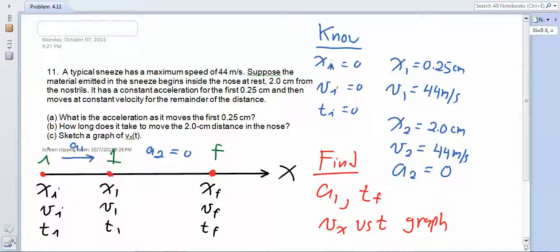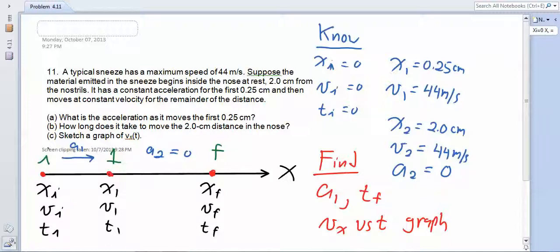So we're given some information about what happens to the material that's emitted during a sneeze, and we're told that during the first part of the motion it accelerates from rest to a speed of 44 meters per second, and then it travels at a constant velocity for the rest of the way to the outside of the nose. And we're asked to find several of the kinematic quantities that have to do with this scenario.